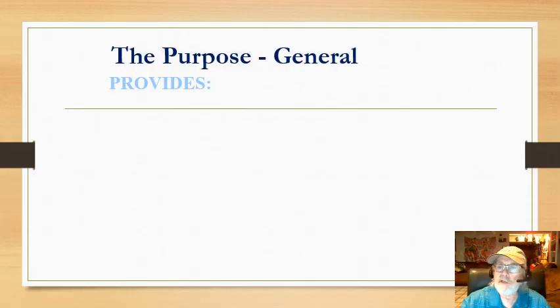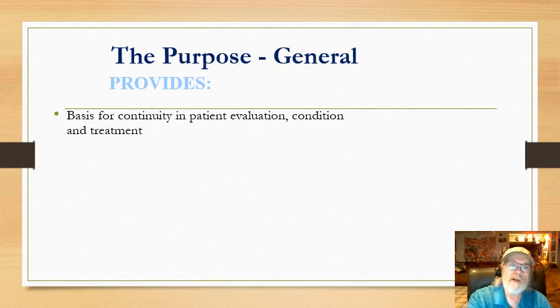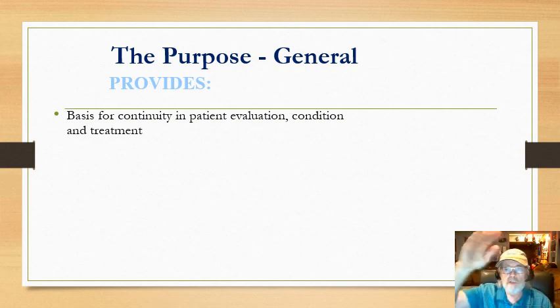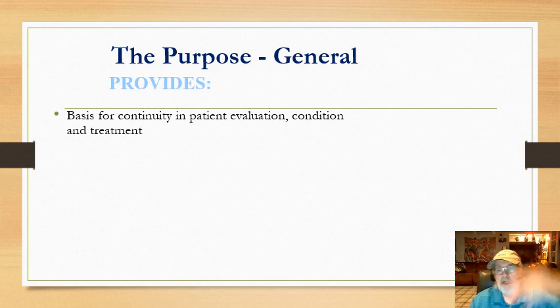A couple other things about the medical record. It provides a basis for continuity in patient evaluation and condition treatment. What this means is that in medical care, you'll usually see multiple people seeing a patient at different levels, and any person that has access to that chart could look and see what people did at any particular point. So there is a level of continuity.